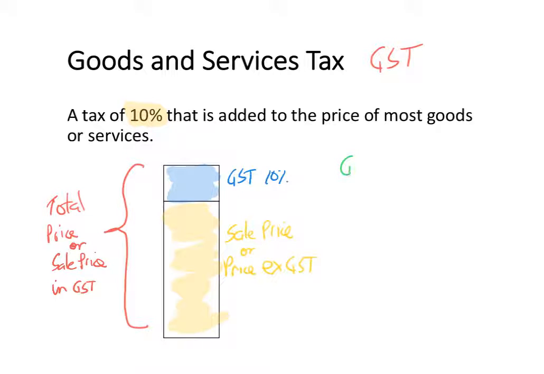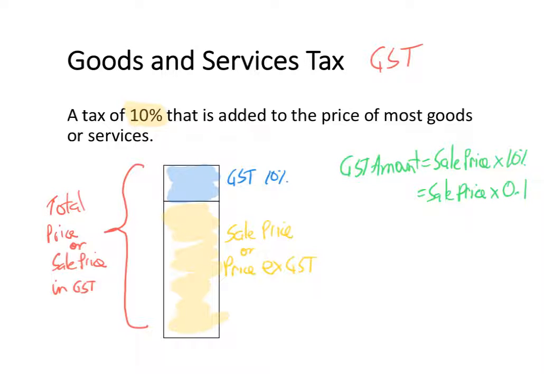So to calculate the GST amount, you take your sale price and times it by 10%, or your sale price times by 10% as a decimal, which is 0.1. So if you take your sale price and times it by 0.1, that is going to get your GST amount.